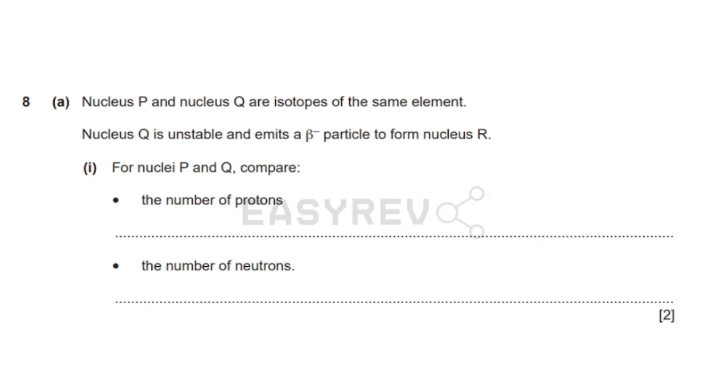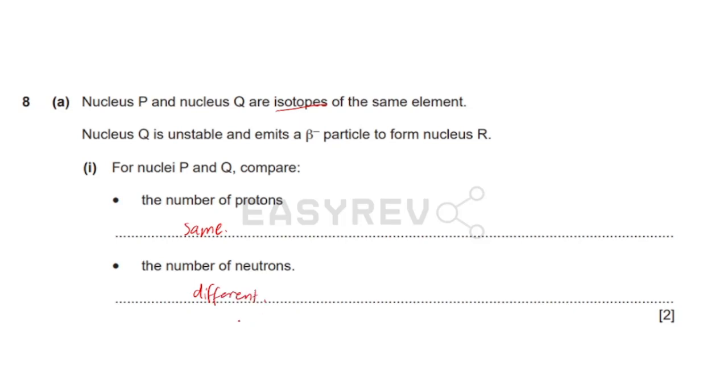Now part A says, the nucleus P and nucleus Q are isotopes of the same element. Nucleus Q is unstable and emits a beta minus particle to form nucleus R. Now part I says that for nuclei P and Q, compare the number of protons and then the number of neutrons. Now this is where we have to remind ourselves of what isotopes are. Isotopes are basically atoms of the same element with the same number of protons but different number of neutrons. So by definition, we already know what the answers are to both of these parts. The number of protons has to be the same while the number of neutrons has to be different.